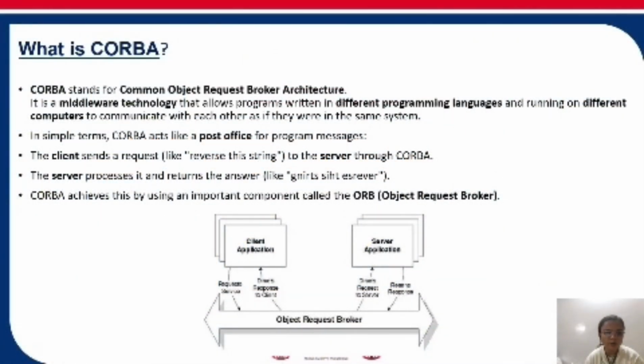So let's see, what is CORBA? CORBA stands for Common Object Request Broker Architecture. It is a middleware technology that allows programs written in different programming languages and running on different computers to communicate with each other as if they were in the same system. In simple terms, CORBA acts like a post office for a program's messages. The client sends a request, like a string, to the server through CORBA. The server processes it and returns the answer. CORBA achieves this by using an important component called ORB, Object Request Broker.